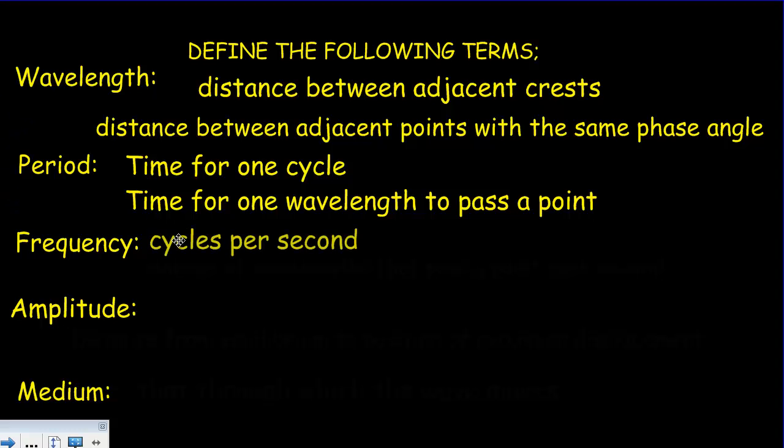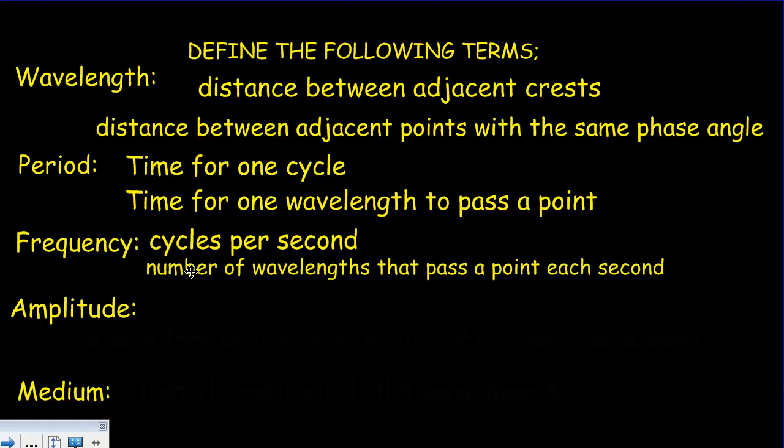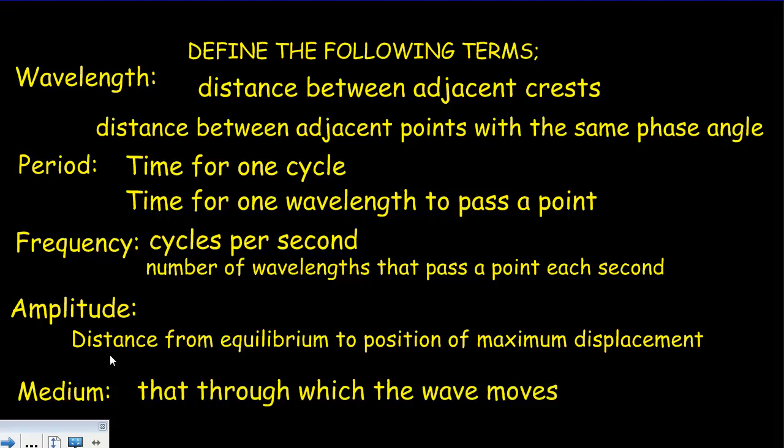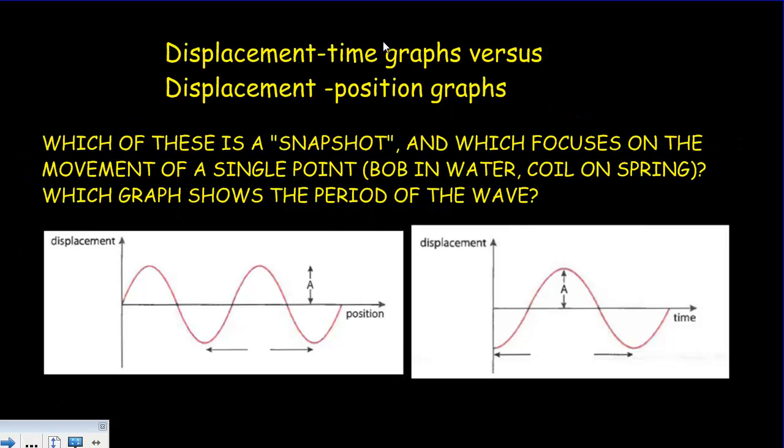Frequency, well, it's cycles per second, but now we can define it in terms of the wavelength because it's the number of wavelengths that would pass a point each second. The amplitude, we already talked about that, the distance from equilibrium to position of maximum displacement. And a new term, the medium, that's just whatever the wave travels through, whether that be water, a spring, air, whatever it may be.